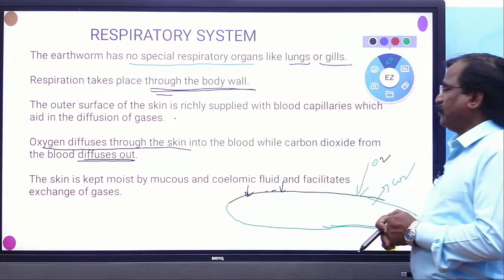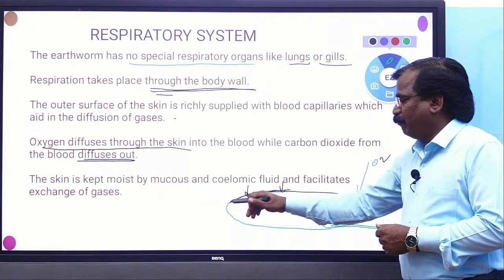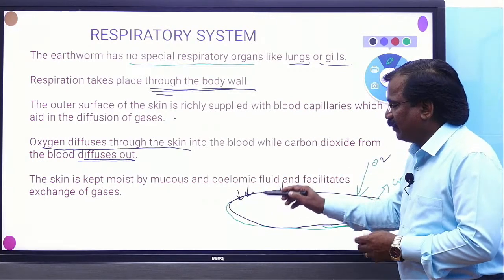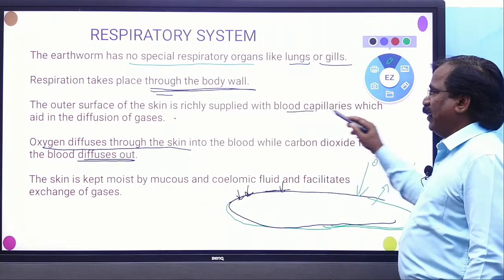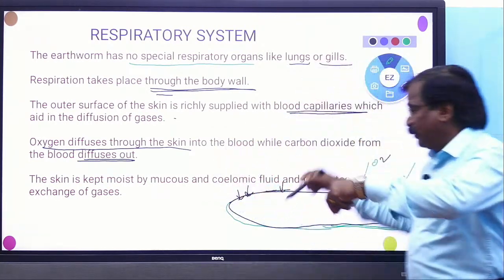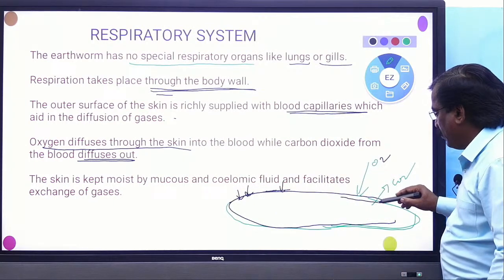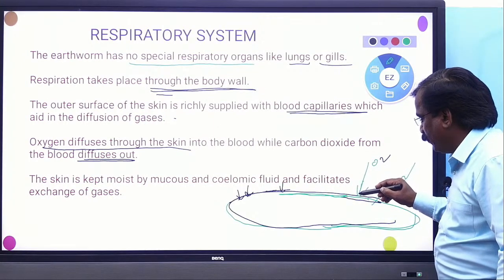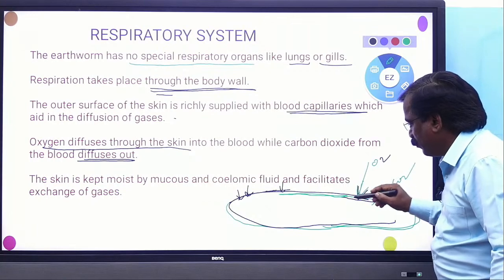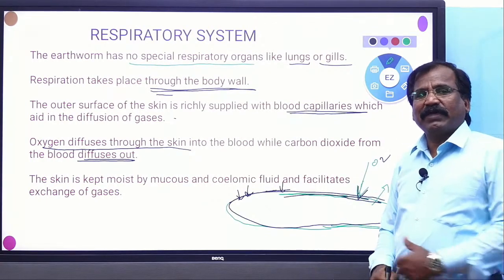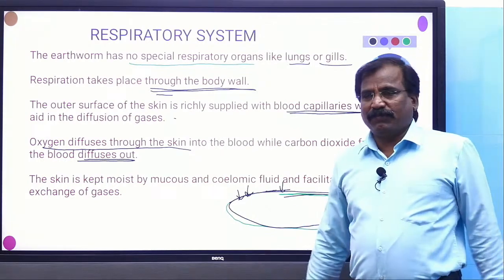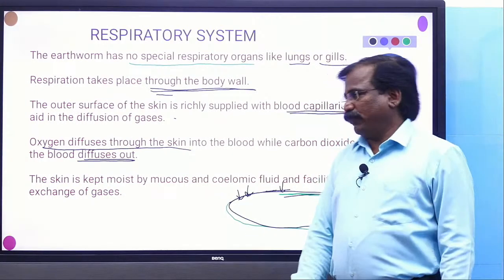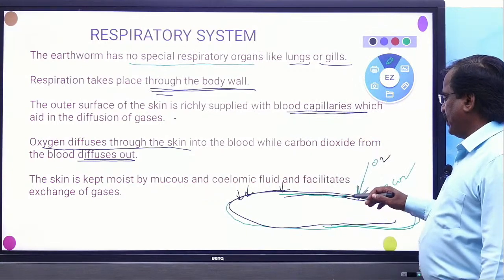I said there is a simple process of diffusion through the skin. The skin is highly supplied with blood capillaries. After the oxygen diffuses through the skin, it reaches the blood vessels, which carry and transport the oxygen and the respiratory gases to all parts of the body. In the same way, carbon dioxide is diffused out.